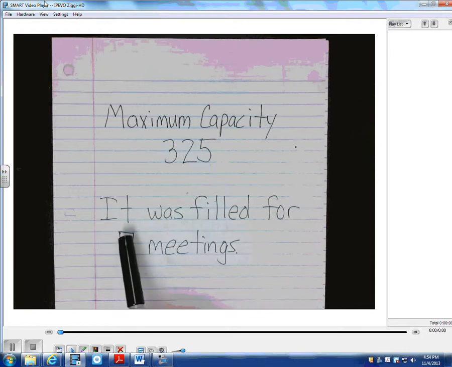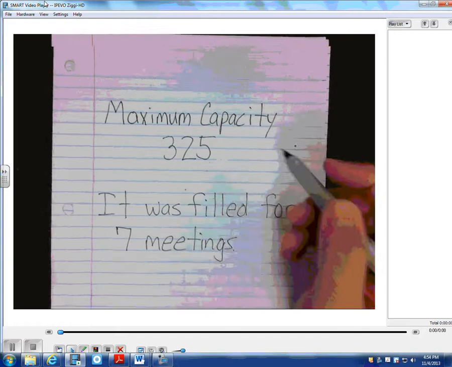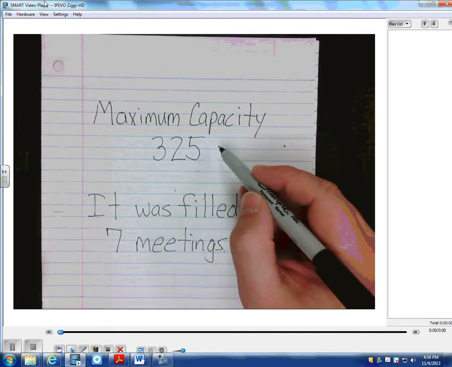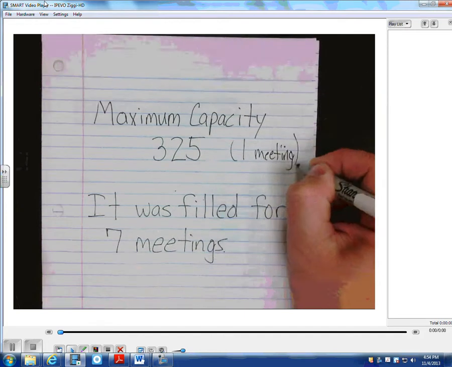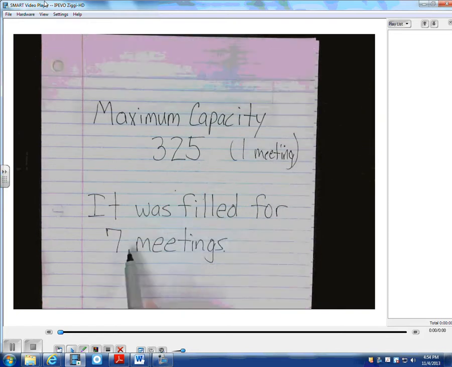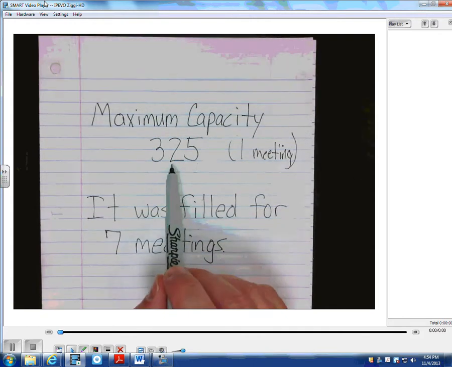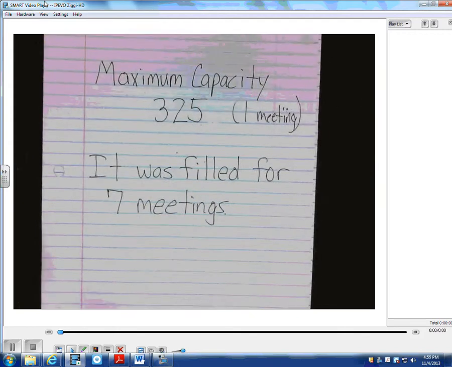I know that it was filled for 7 meetings. So for 7 meetings, it was filled to capacity. Okay, so again, maximum capacity is 325. That would be for 1 meeting. Okay, so 1 meeting, capacity is 325. They filled it for 7 meetings. Okay, so 7 meetings, each meeting had 325 people in it. So you need to determine what operation would make the most sense to find out how many total people there were for all 7 meetings.